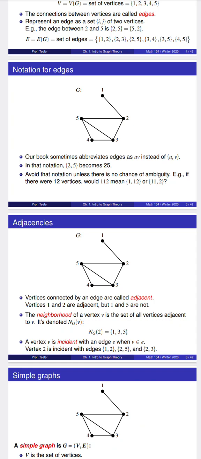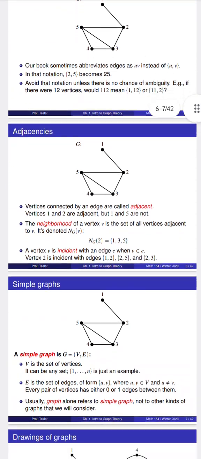A vertex V is incident with an edge E when V belongs to E. The vertex 2 is incident with edges {1, 2}, {2, 5}, and {2, 3}.